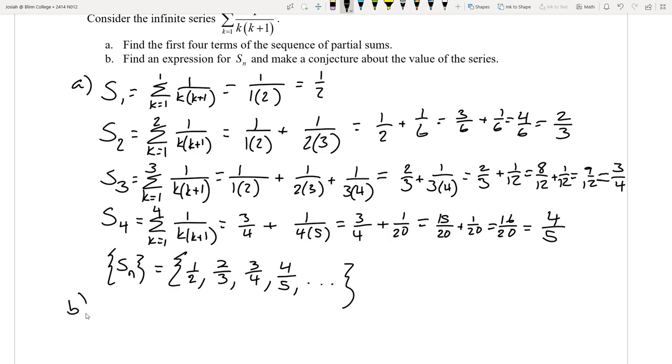And from this, as it says here, we can find an expression for S sub n and make a conjecture about the value of the series. A conjecture about the value of the series means: does it diverge or does it converge? If it converges, to what?